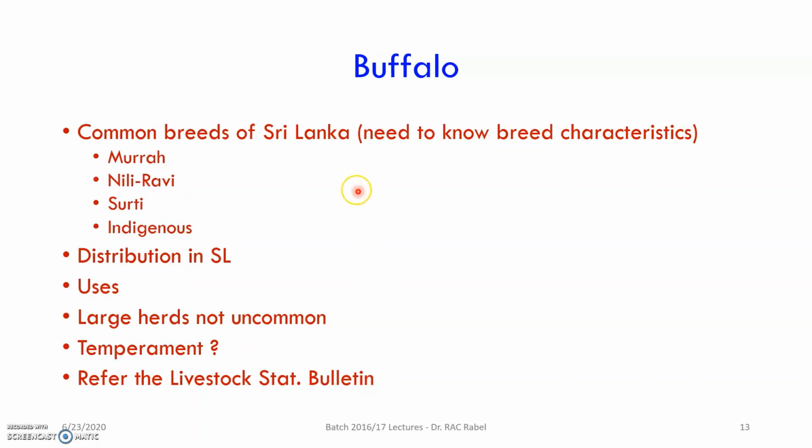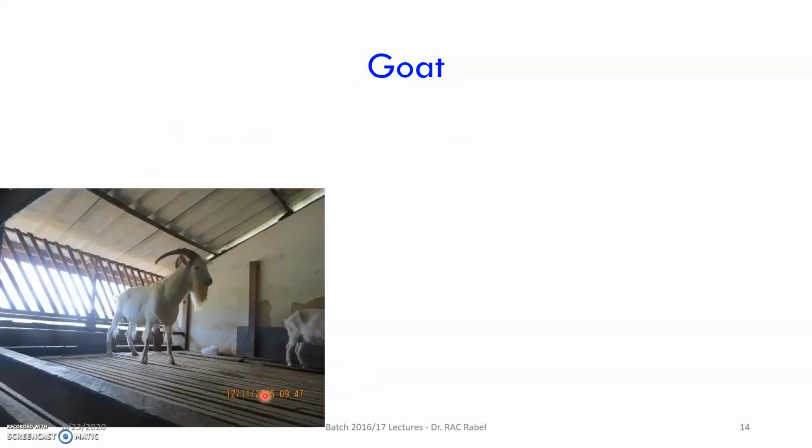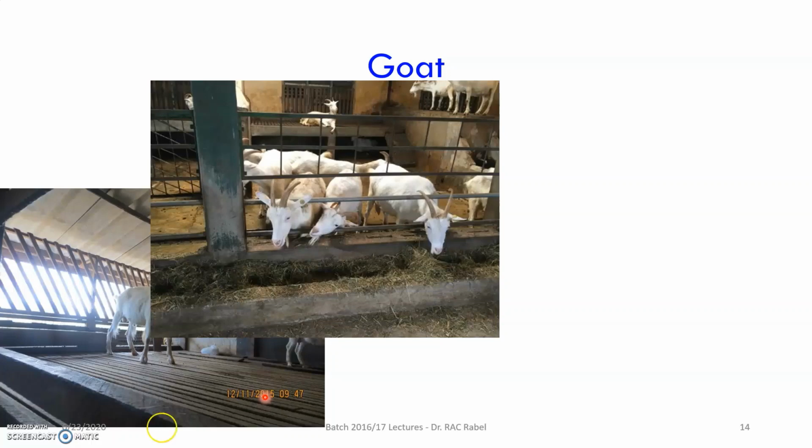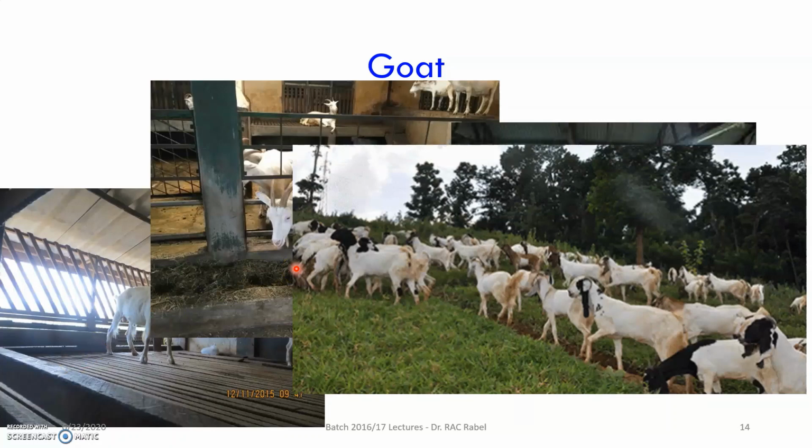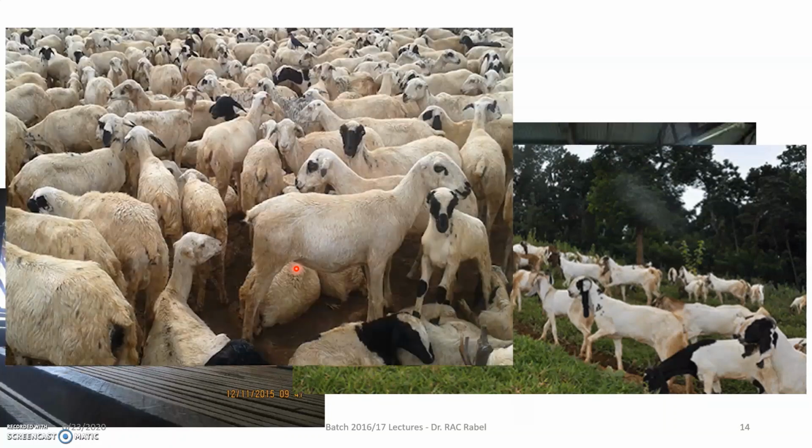So you can find most of these details on the livestock statistical bulletin and the DAPH annual report. I have uploaded them onto the reference section. Goat, Dr. Fauci has already started lectures, right? So there are dairy breeds, dual purpose breeds, meat breeds, so on, right?